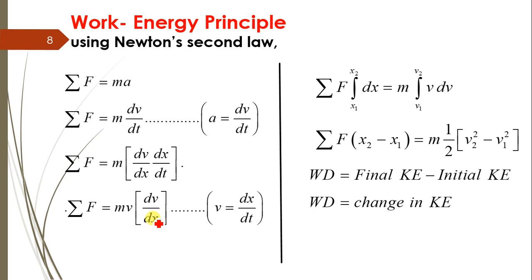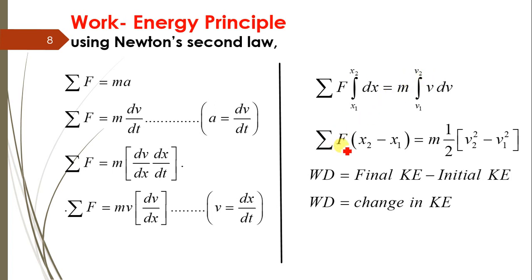Now transferring this dx to the left hand side, on the right hand side it will be m v dv, and again integrating the equation within the limits, that at position x1 the velocity is v1 and at position x2 the velocity is v2.